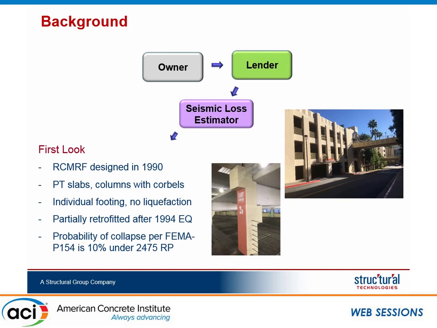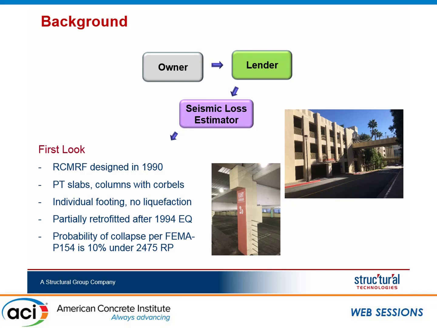So they hired one of the best loss estimators in California, and at first look, they looked into these parking structures. They learned that they were built in 1990, with reinforced concrete moment frames on the perimeters, precast slabs and beams, and columns with corbels, with no issue with liquefaction. They learned that the 3 parking garages had been retrofitted after the Northridge earthquake for no reason but what I'm going to show you in the next slide. There wasn't any damage. They just saw things with other parking structures, so they decided to do some partial retrofit.